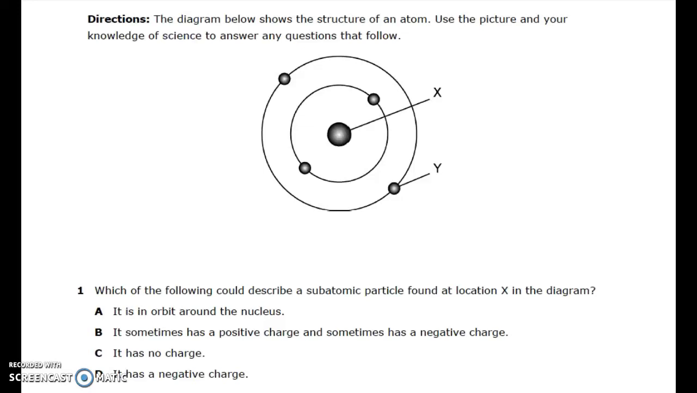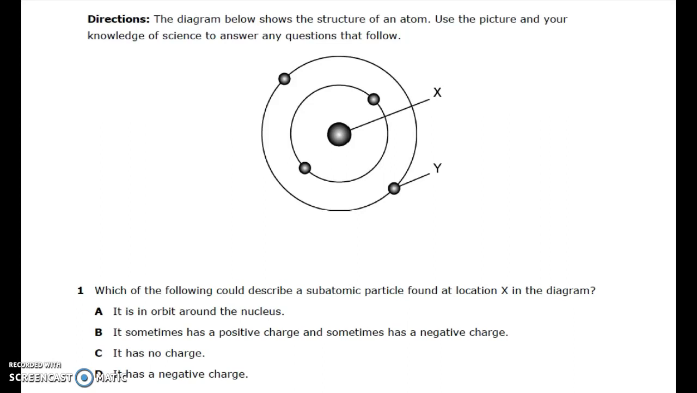Directions. The diagram below shows the structure of an atom. Use the picture and your knowledge of science to answer any questions that follow. Number 1. Which of the following could describe a subatomic particle found at location X in the diagram?